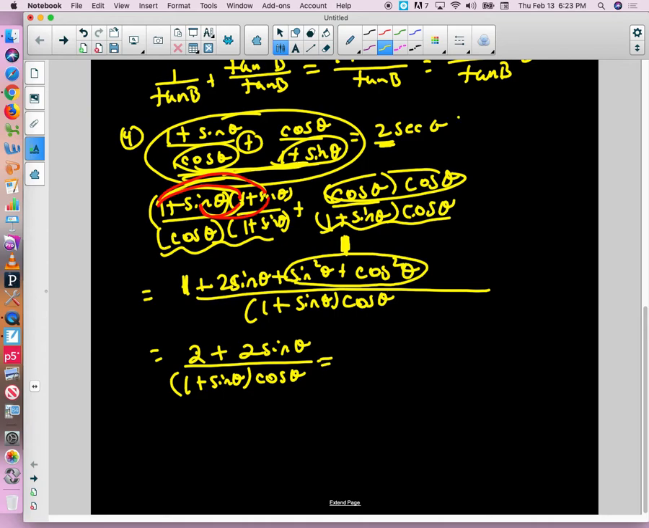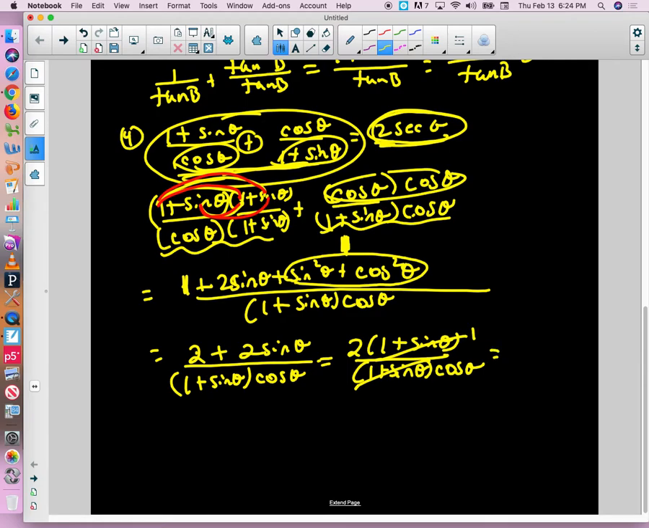Keep looking at what my prize, what I want, is little bitty. So somehow I've got to get this down to secant. I notice the top has a 2 in common. If I factor out the 2, I get 1 plus sine. In the bottom, I left it factored. And this cancels. So I have this 2 on the top, and 1 over cosine is secant. Or it's fine to say 2 over cosine is the same thing as 2 secant theta.